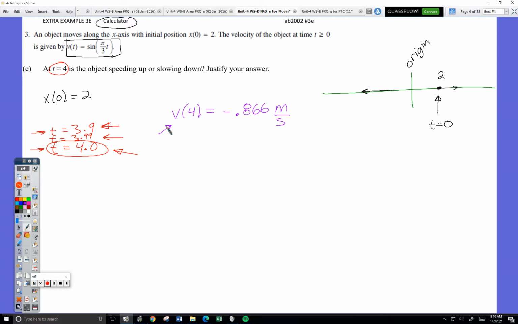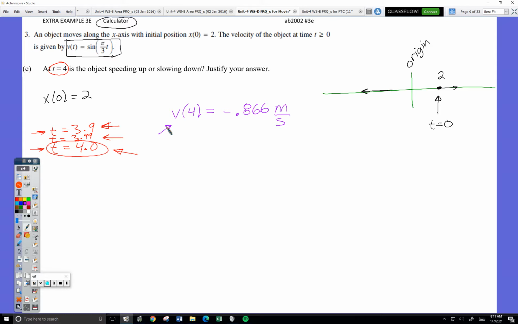2 points, but no. It's okay. Common mistake. The negative doesn't have anything to do with slowing, so it's good to bring it up. 2 points. Hands up. What does it mean to say negative 0.8 meters per second?